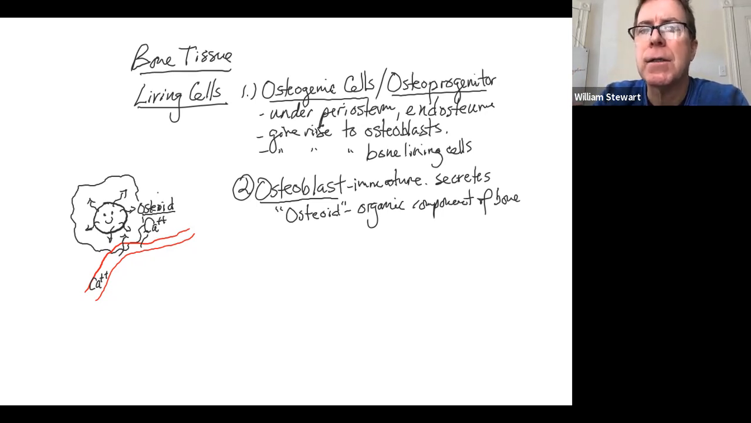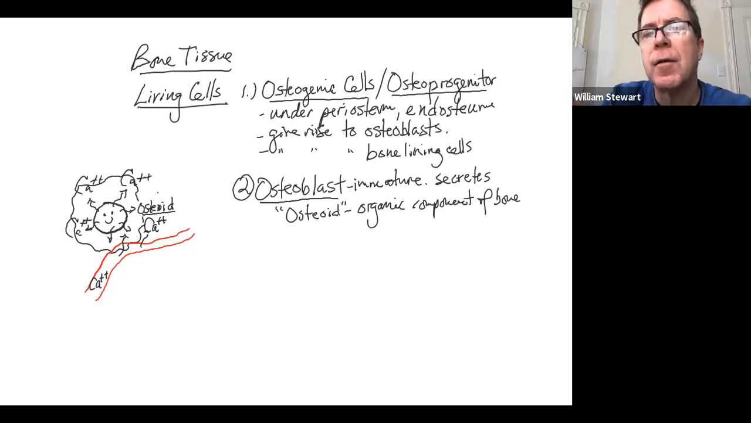So the osteoid is like this sort of gel-like goo that's secreted. When calcium is deposited in this area, there are binding proteins that bind the calcium. And that's what makes our bone tissue really hard, is the combination of osteoid and calcium.